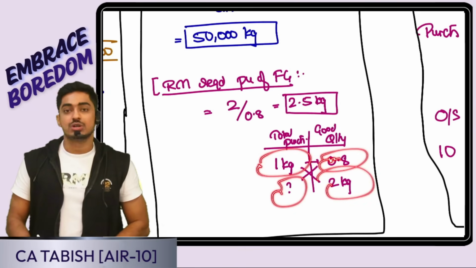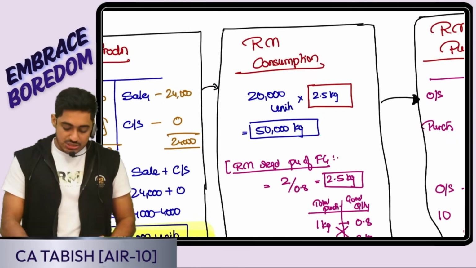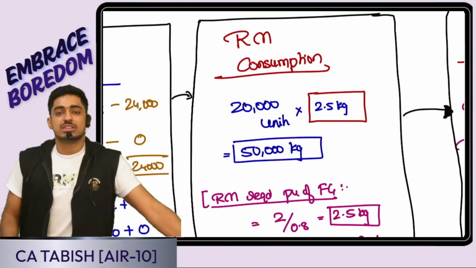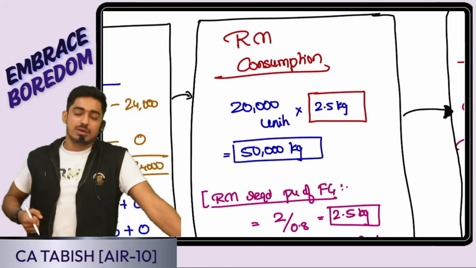That means how much total input I should buy? 2 divided by 0.8, which is 2.5 kg. Yes or no? So I will tell 20,000 units I want. For every unit 2.5 kg. That means altogether 50,000 kg of raw material I will be consuming during my production.